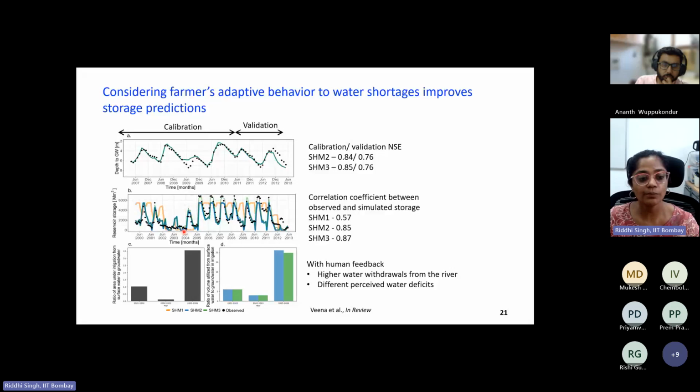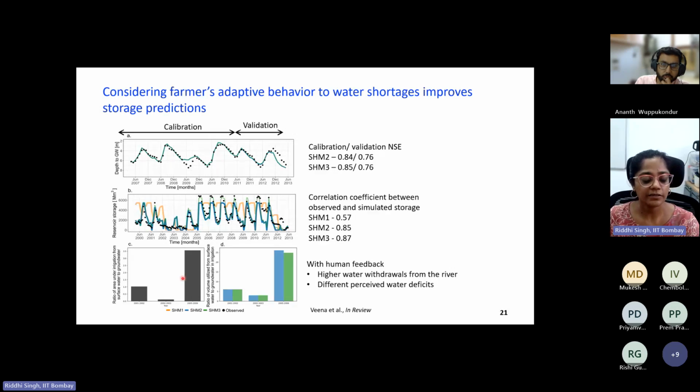So there are signals from our result that when there are multi-year droughts, there are significant changes in the behavior in the system, and that water use adaptation. It's important to know how that is happening in order to correctly understand the water, food, and energy security in the region.